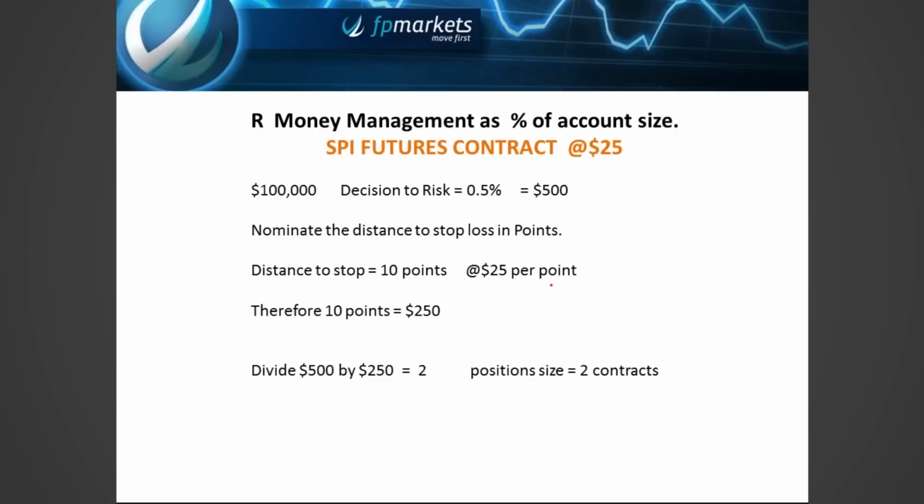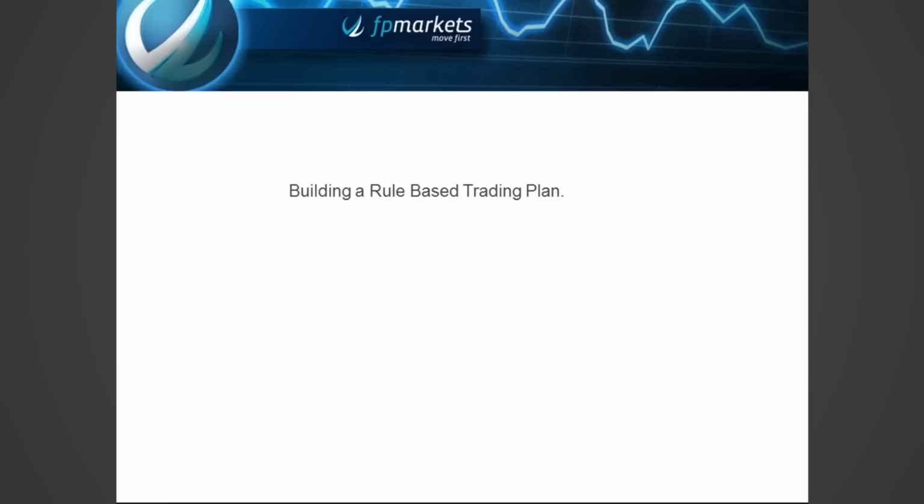Also in Australia, we have the SPI futures contract, and I've just pulled this out as an example here. It's the same type of thing. If we have $100,000 in a trading account and we decide that we're going to risk 0.5%, we nominate a distance to stop, in this case 10 points. The SPI trades at $25 a point, therefore 10 points is $250. If we're going to risk $500, we can take two contracts, and that will give us our known part of our trading plan. That's the known part of your trading plan. The point of taking the trade becomes the unknown part of the trading plan. But we can create guidelines around it to handle whatever comes to us.